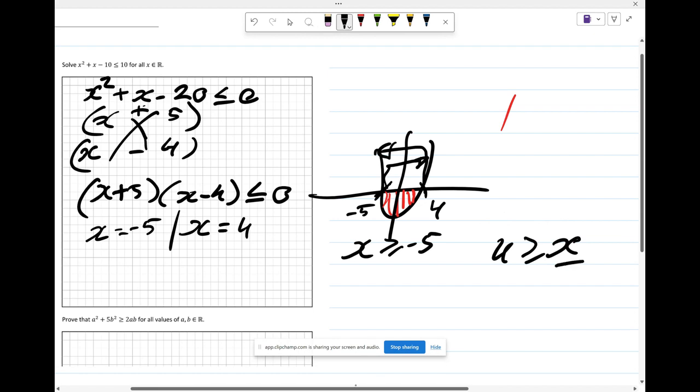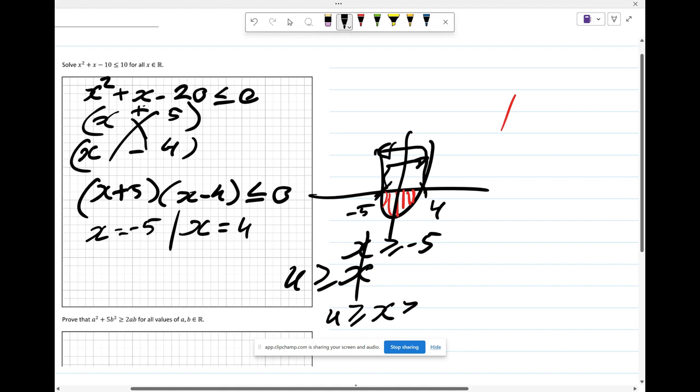So here our x is on the right hand side, here our x is on the left hand side, and we just write one above the other. Write one above the other, put your x's together. So x is less than or equal to 4 and greater than or equal to minus 5.